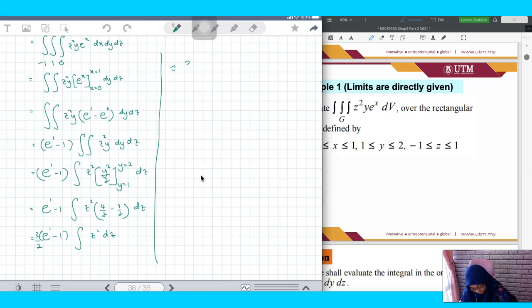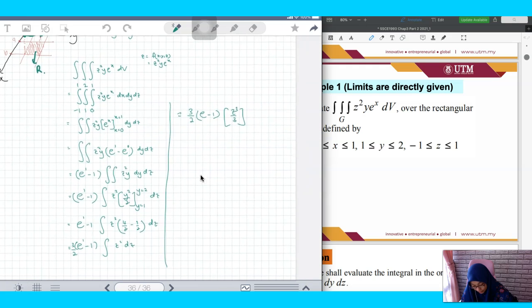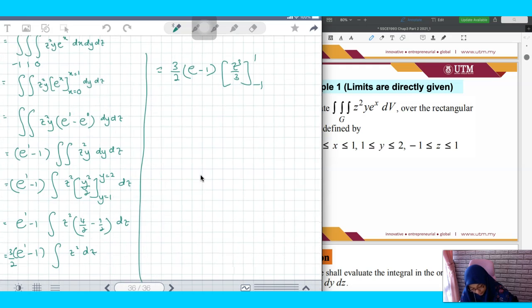Now 3 over 2 times (e minus 1), and the integral of z squared is z cubed over 3, where z is from -1 to 1. So 3 over 2 times (e minus 1) times (1 over 3 plus 1 over 3). So 3 over 2, 2 over 3, times (e minus 1). I can simplify, and we will get this one.